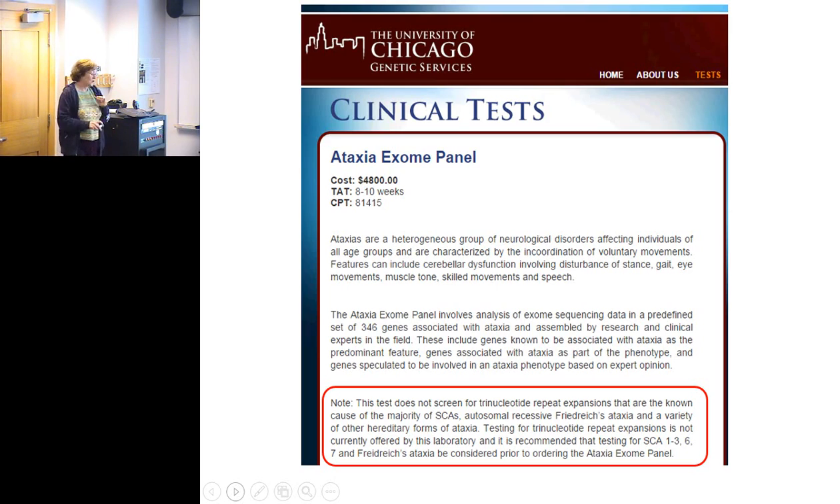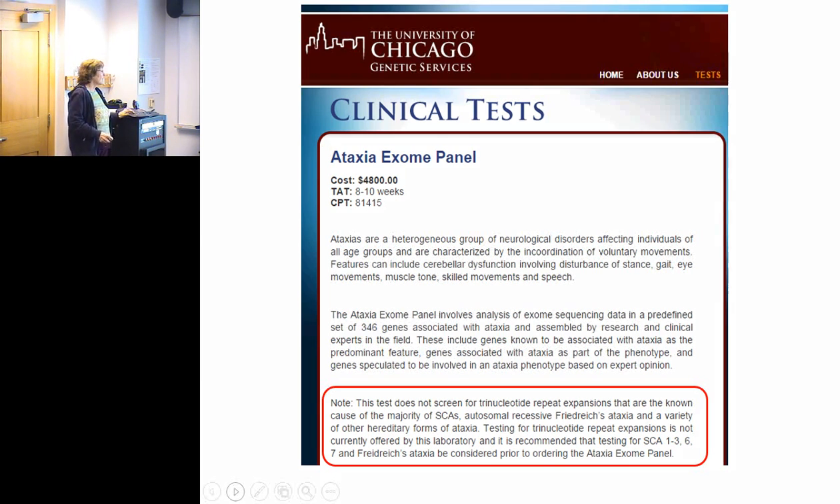Now, what she says on her website, and what every lab that does anything with ataxia sequencing has to say, is that currently this exome sequencing does not screen for trinucleotide repeat expansions, which are the known cause of the majority of SCAs and also the most common autosomal recessive ataxia, Friedreich's ataxia. These need to be excluded before you come to us.